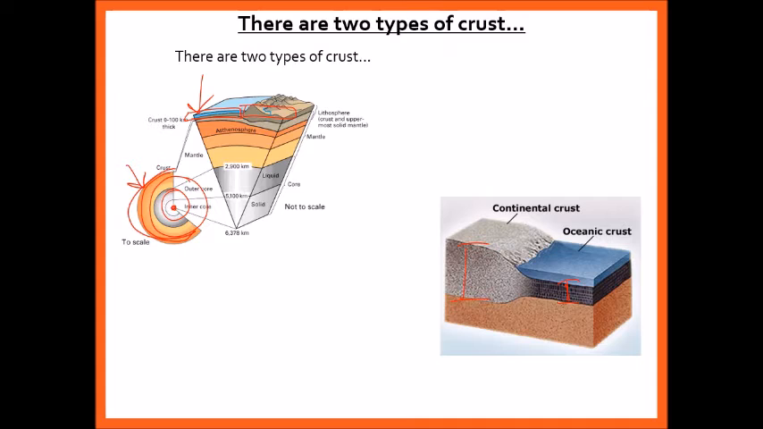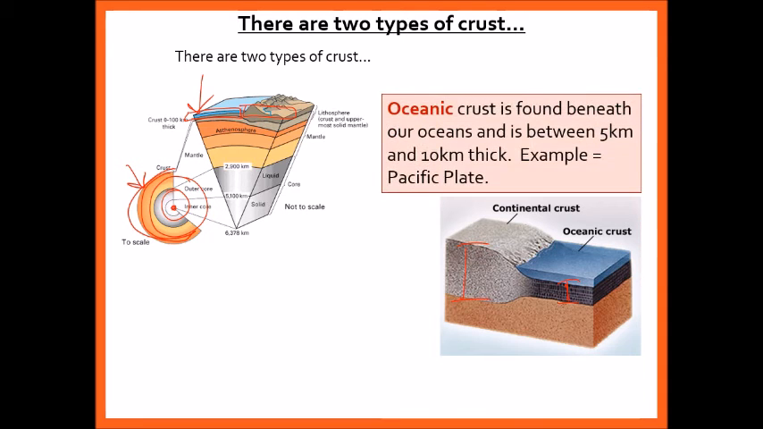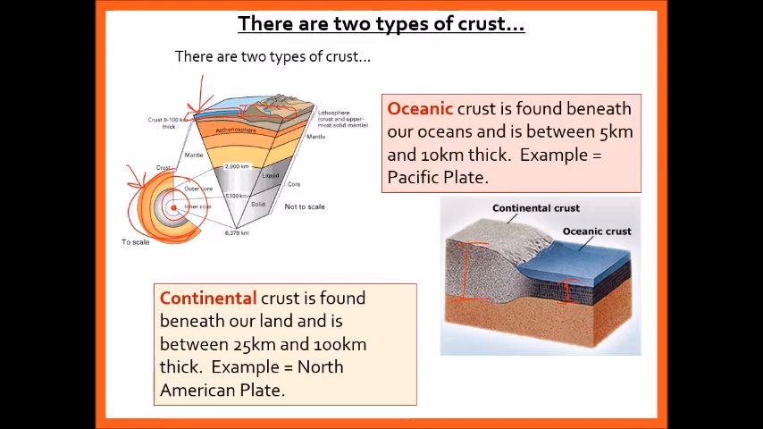And the oceanic crust is, if you imagine it being pushed down by the weight of all that water on top of it, very dense and much, much thinner. Whereas our continental crust is really, really thick, and this is what makes up the land that we stand on. So we have our oceanic crust, which is found beneath the oceans and is between 5 kilometers and 10 kilometers thick. For example, most of the Pacific plate is this oceanic crust because it's right underneath the Pacific Ocean.